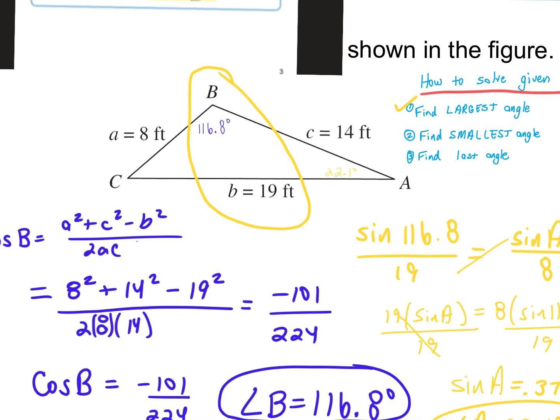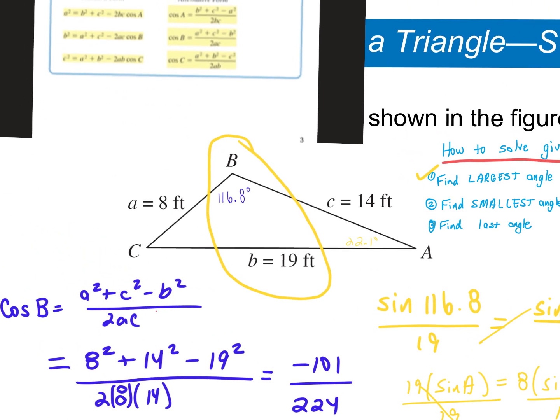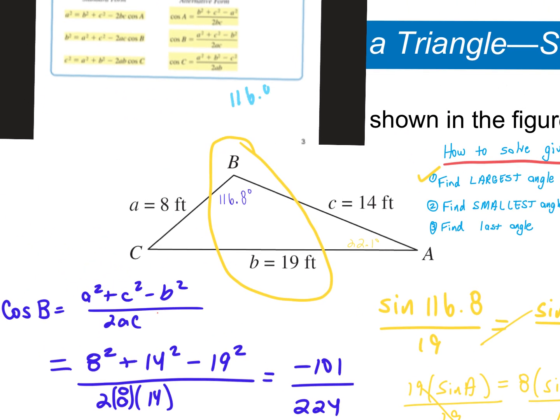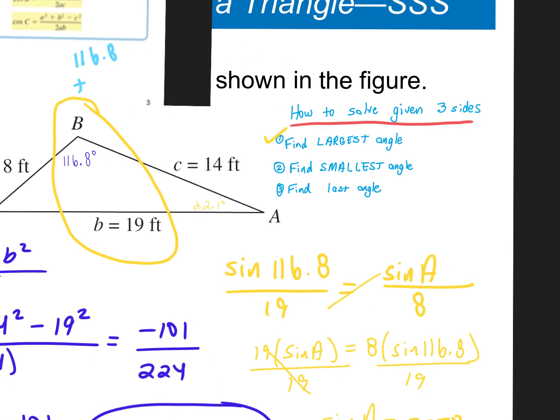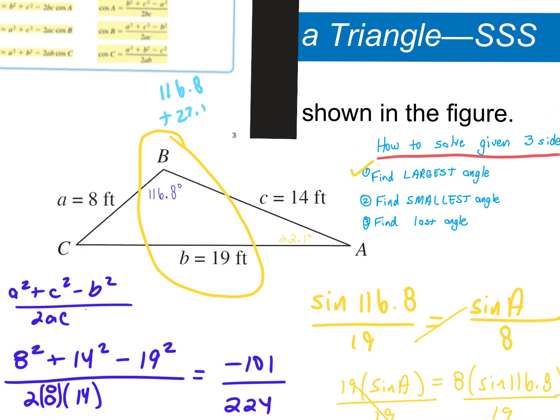So you go ahead and say, okay, I have 116.8 plus 22.1 is what? What is it? 116.8 plus 22.1. 138.9. Okay, and then I subtract that from 180. And I get what? 41.1 degrees. Okay.